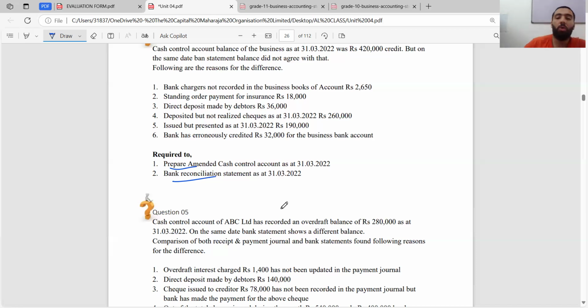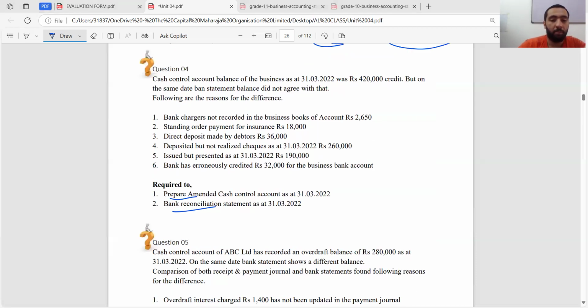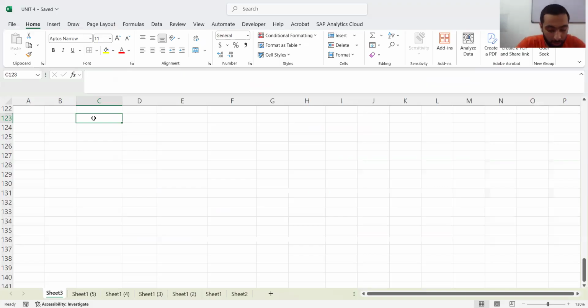Right, okay. So let's start the answer. Very simple question. First of all, what you have to identify is whether the cash control account balance was a credit balance. Now I want to know whether it's a favorable or unfavorable balance.